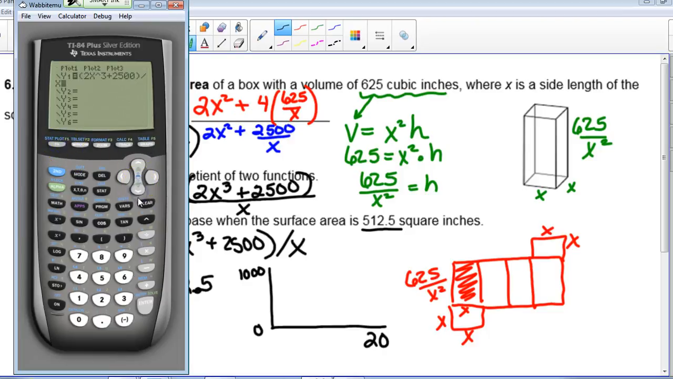Oh, I'm genius. Let's try typing in 512.5. All right, so two different possibilities. Actually, this one would be the height, I think, if we plugged it back in. So I got 12.5 for one of them. Did someone find the other one?